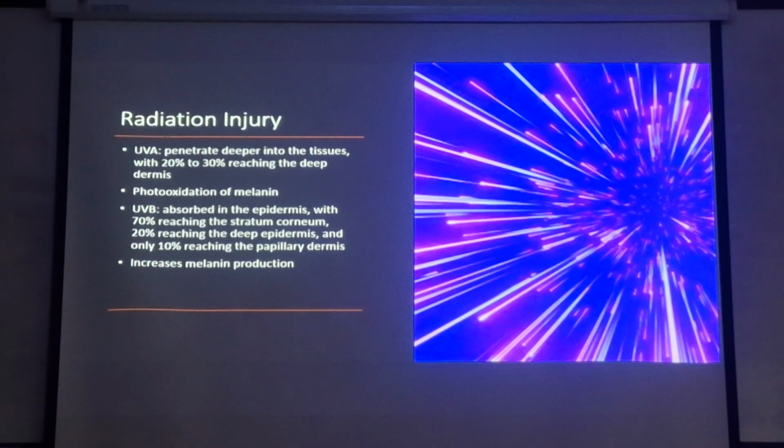Injuries. So radiation injury, differentiate UVA from UVB. So for UVA, only 20 to 30% will reach the deep dermis. So there is only very superficial penetration. But for UVB, it goes deeper. So UVA causes photooxidation of melanin, and then UVB causes an increase in the production of melanin.